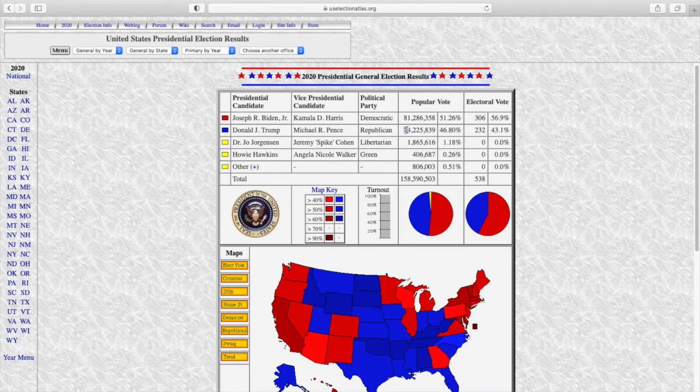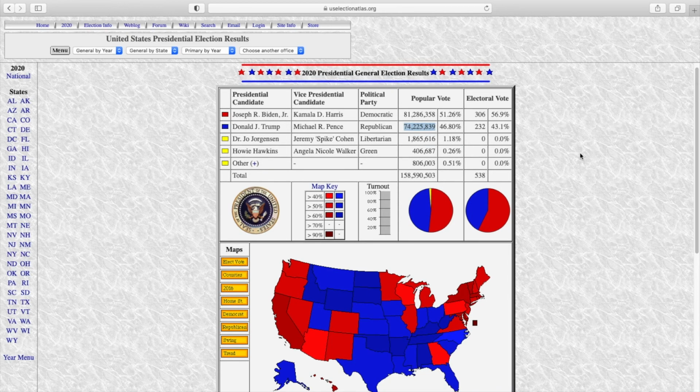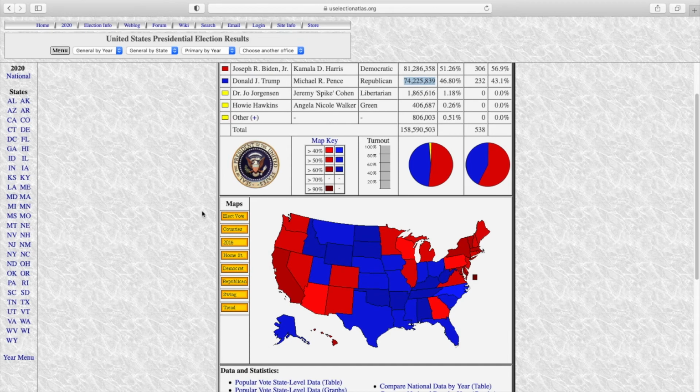Donald Trump got 74,225,839 votes, which was the second most votes ever cast for president in the history of the country. The previous record was Barack Obama in 2008 with 69 million. But that was only 46.8% of the vote, or 232 electoral votes. These are the electoral votes from each state.